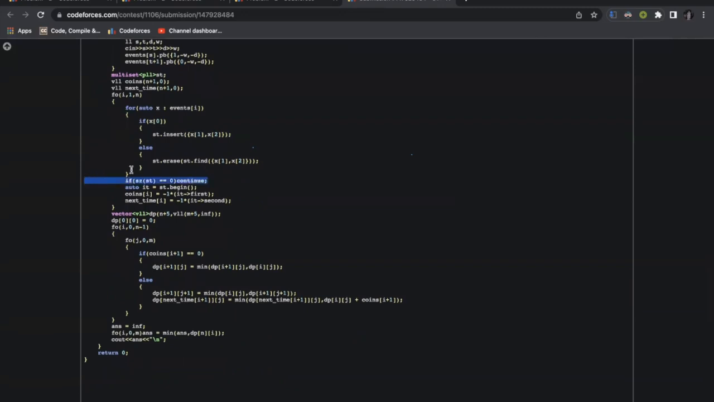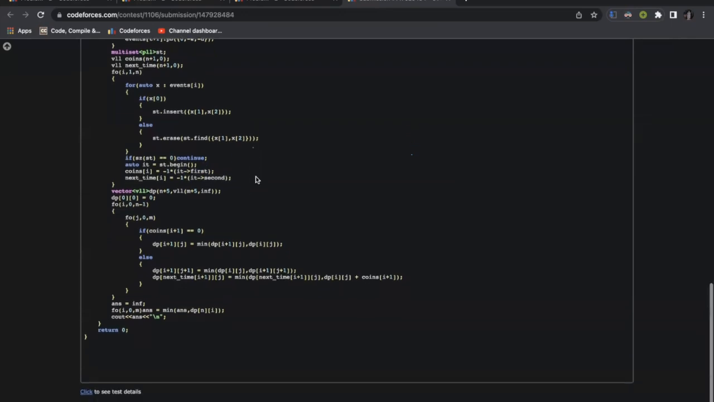So if the size of the multiset is 0, that means there is no envelope available to me. Otherwise, I will just take the ones which have the maximum value of coins, and out of those, the ones which have the maximum value of d. And coins of i will be the iterator's first, and next time of i will be the iterator's second. Okay, so this is how I calculate coins and next time.